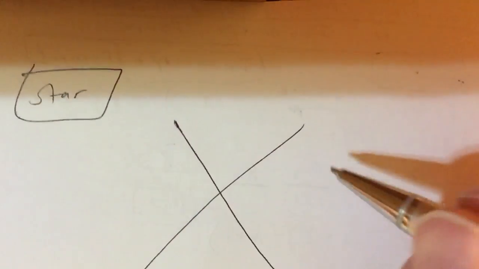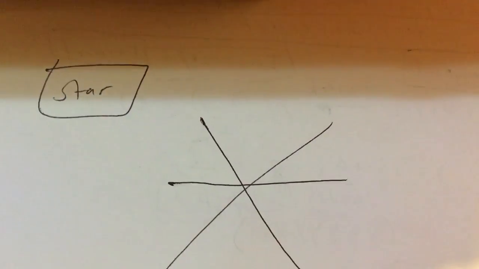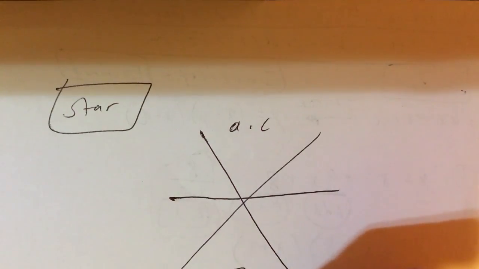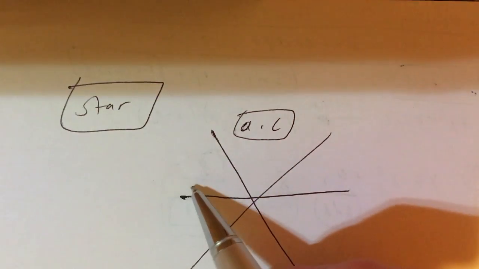Let's do that. So let's do our star. I'm gonna draw my star. Boom. Okay, up top is A times C, and the bottom is B. And then on the sides is whatever my A is.